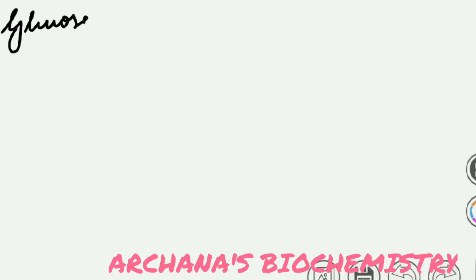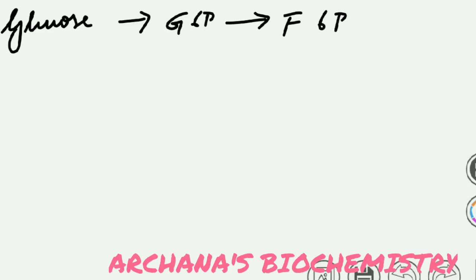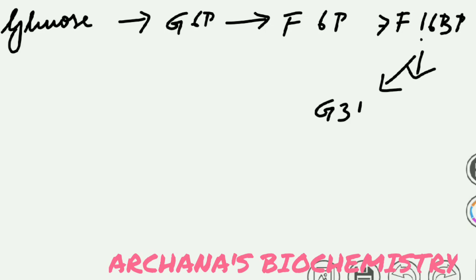So glucose is converted to glucose 6-phosphate, which is converted to fructose 6-phosphate, which in turn is converted to fructose 1,6-bisphosphate, which gives two products, glyceraldehyde 3-phosphate and dihydroxyacetone phosphate.